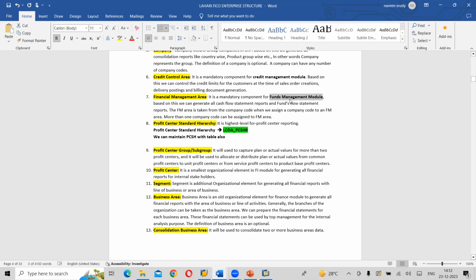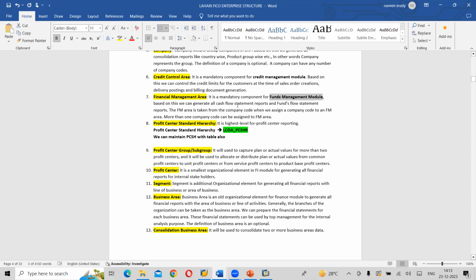The next config, first we will create the structure and we will give it to the credit management consultant. And for funds management, we will create the funds management area, and that will be given to the funds management consultant, the FM consultant. So here it is a mandatory component for the funds management module. Based on this, we can generate all cash flow statements. You know what the inflow of cash is, what the outflow of cash is. All the cash flow statements, reports, and funds flow statements.